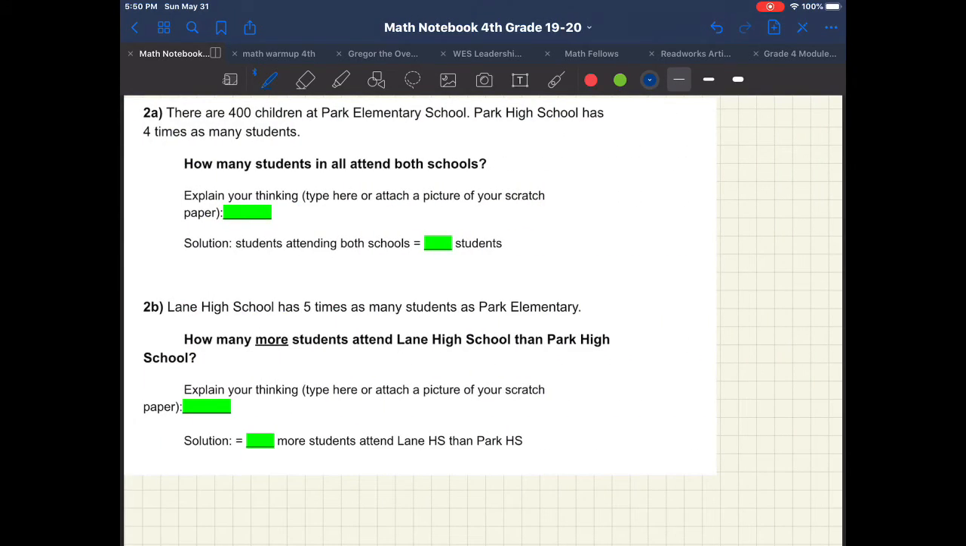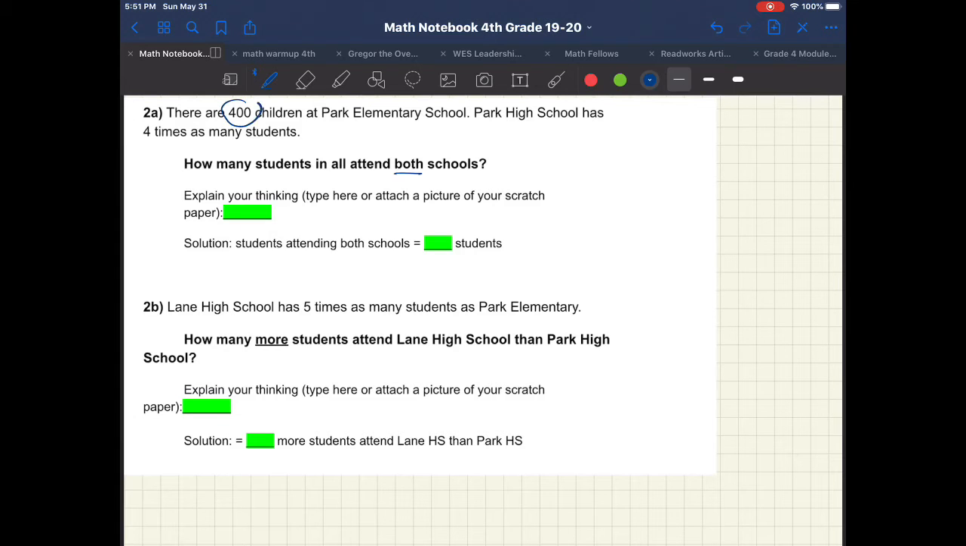Okay, 2A, they're asking about kids at Park Elementary, and Park High School has several times as many. So I'm picturing all the kids at the elementary. I can picture all those kids. And if we put them together with the high school, how many kids will there be? And that is the question. How many students will attend both schools? So I can picture putting all those kids together.